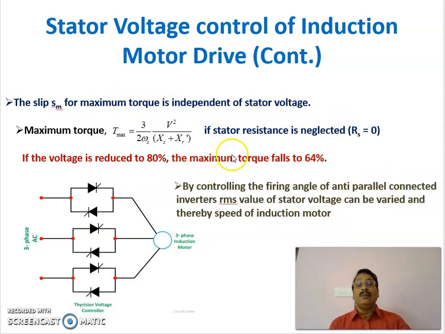So, how can you get the variable stator voltage? That can be done by using a circuit in which each phase has two SCRs connected back to back. By controlling the firing angle of these anti-parallel connected SCRs, the value of the stator voltage can be varied, and thereby the speed of the induction motor can be varied. You can vary the fundamental voltage applied to the stator. Note that this stator voltage speed control is possible only for speeds less than the rated speed.